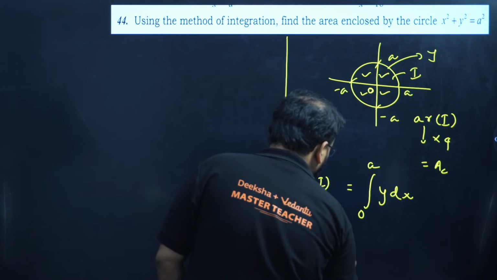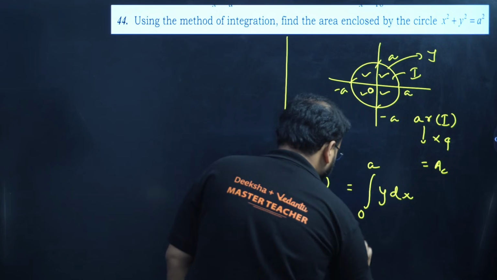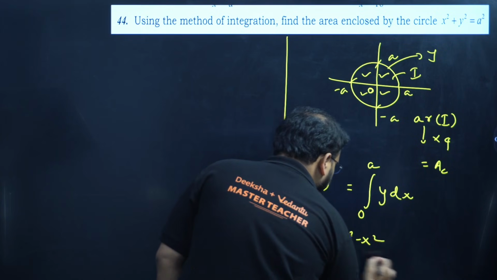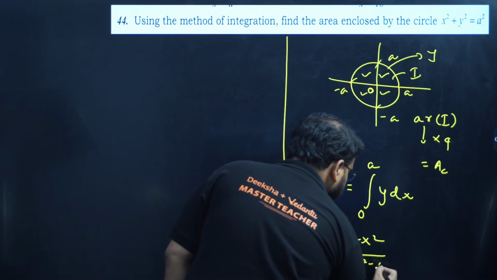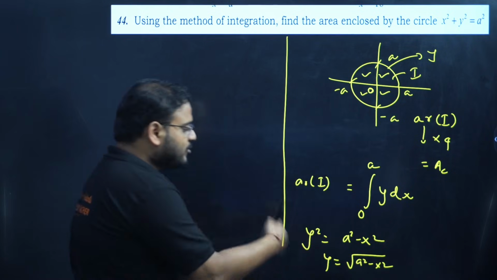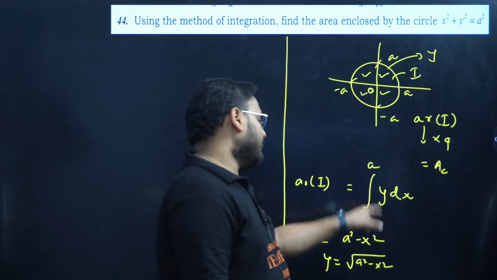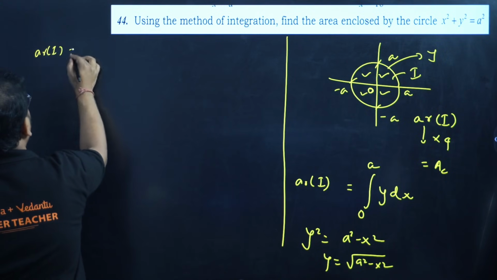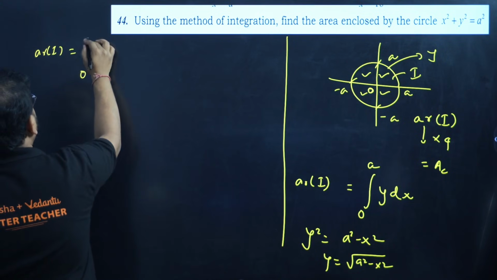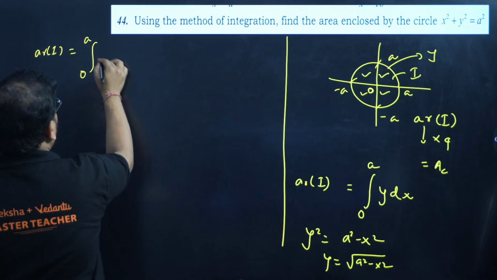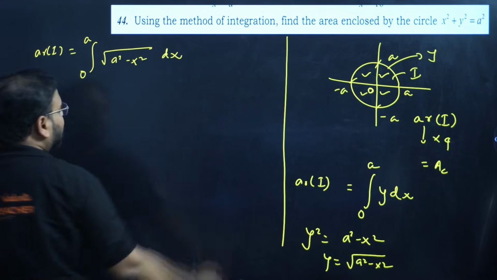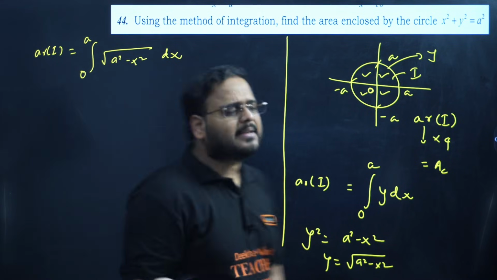Y square will become equal to a square minus x square. So you have y value as root of a square minus x square. Now substitute this value in place of y. So area of the part 1 will be integration from where to where? 0 to a, right? Correct.